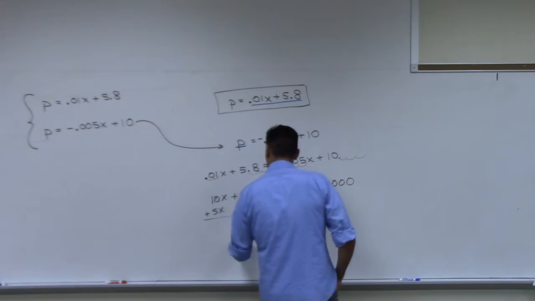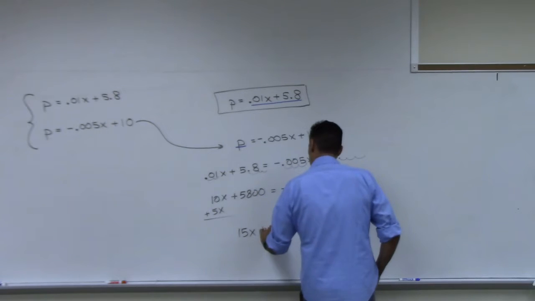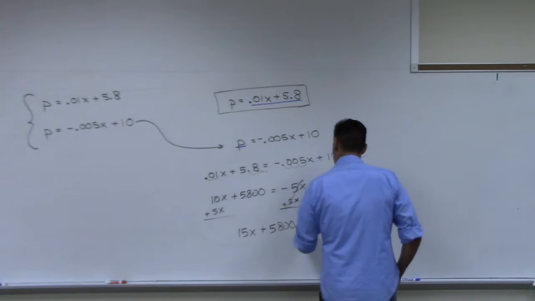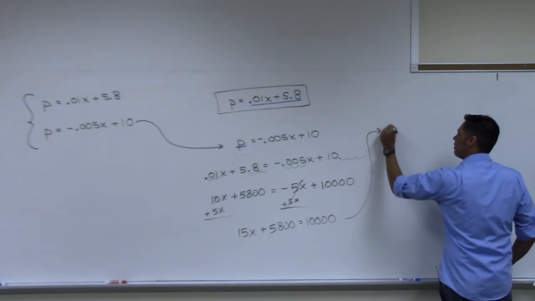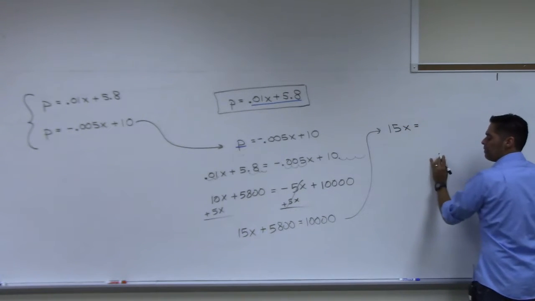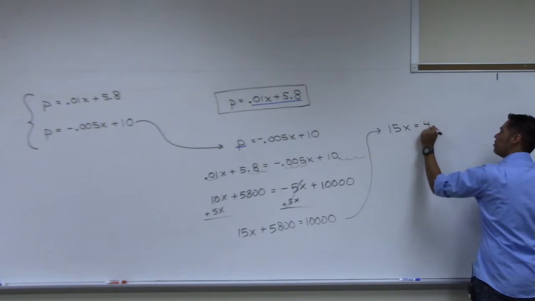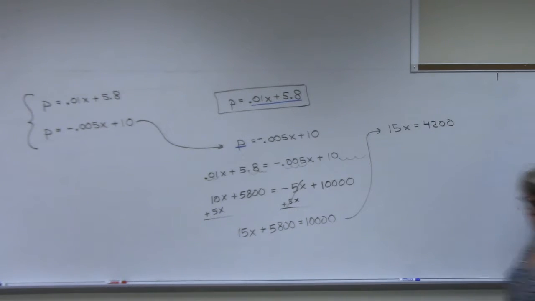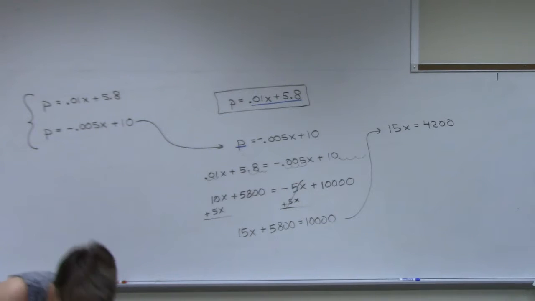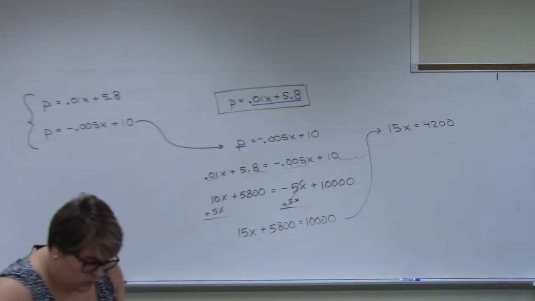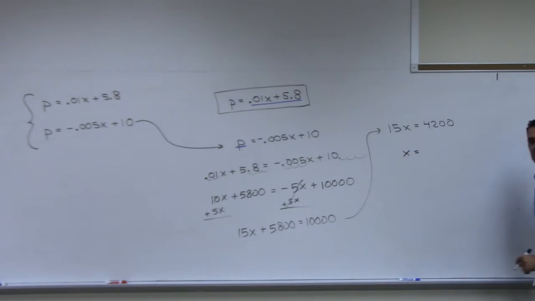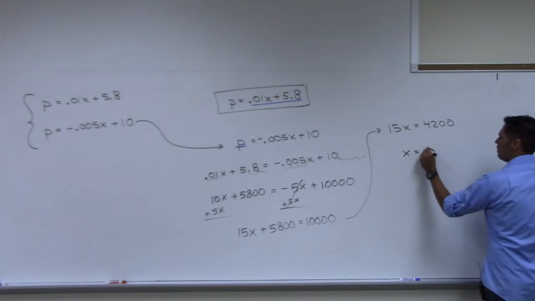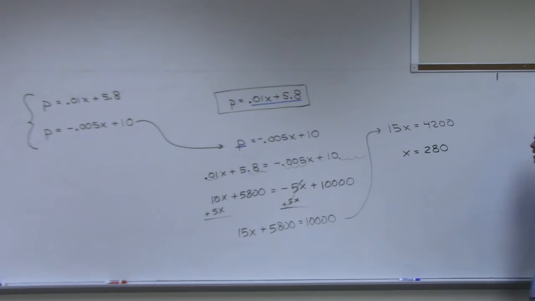I get 15x plus 5,800 equals 10,000. And subtract 5,800 from both sides. So that should be what, 4,200? 10,000 minus 5,800 is 4,200. And finally, divide by 15. Who's got that for me? What is it? 280? Sounds right. X is 280.